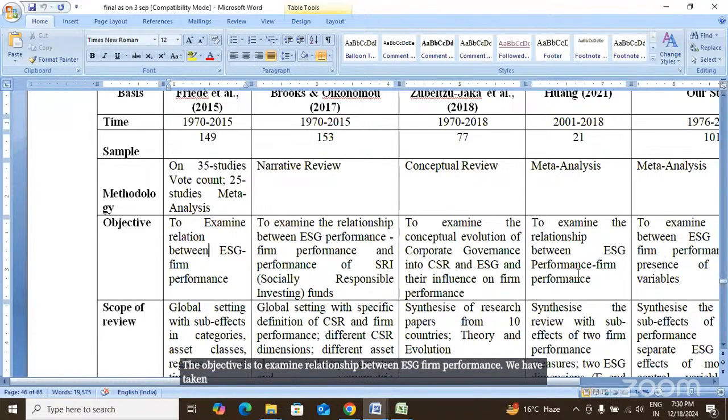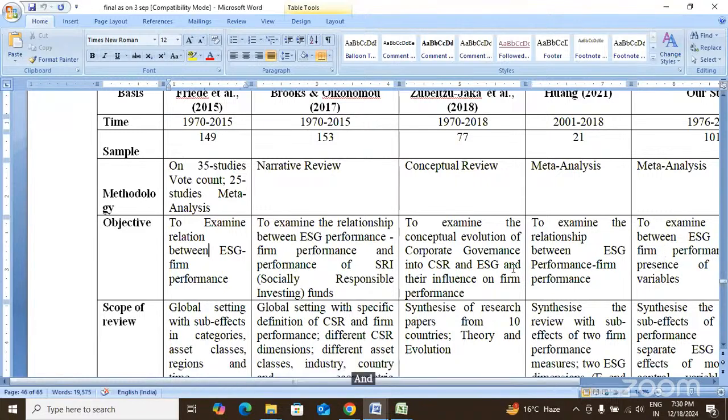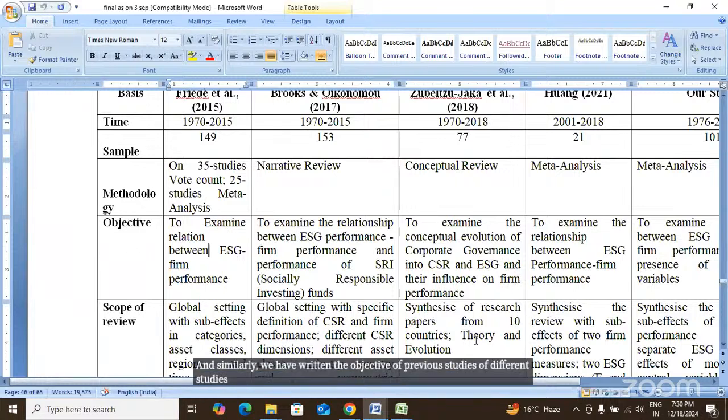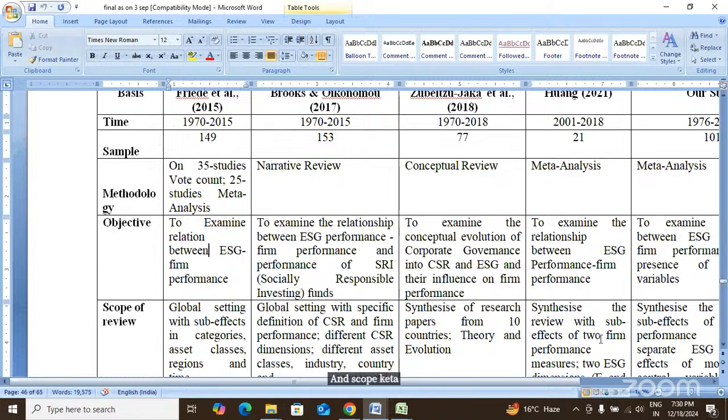And similarly, we have written the objective of previous studies, of different studies, and what was the scope? What was the scope of these previous studies and what is our scope? So we are trying here to tell the editor why we have written this paper, despite the fact that many other studies have already been conducted on a similar topic.